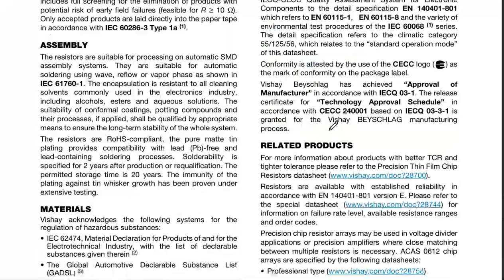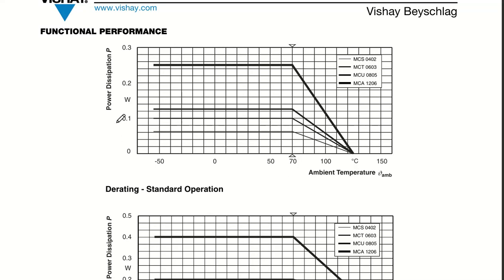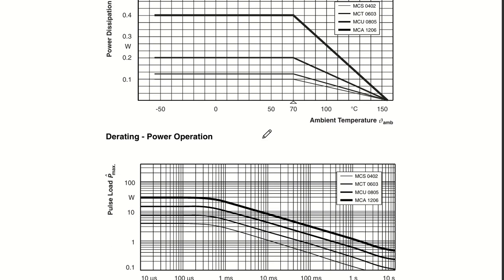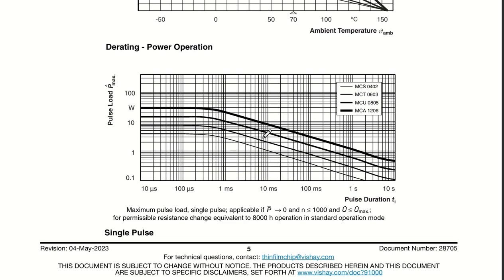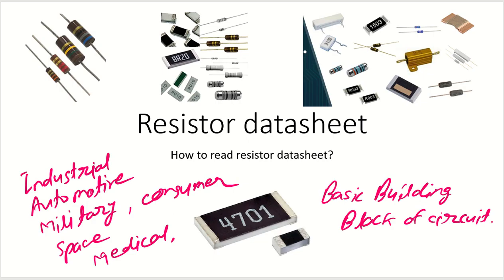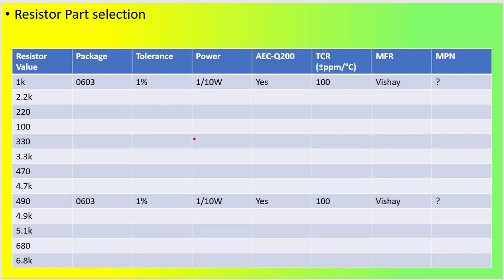Alright guys, I think we have seen this particular data sheet and the rating curve is almost the same. So instead of finding the part number from the data sheet, we'll directly jump into the website and try to understand how we can find a particular resistance. Let me take one value. Let us try to find 1 kilo ohm with 0603 package, 1% tolerance, 1 by 10 watt power, AEC-Q200 rating, and my temperature coefficient will be 100, and we'll take one manufacturer, which will be Vishay. We can take another manufacturer also, not a problem, and we'll try to fill this part number.